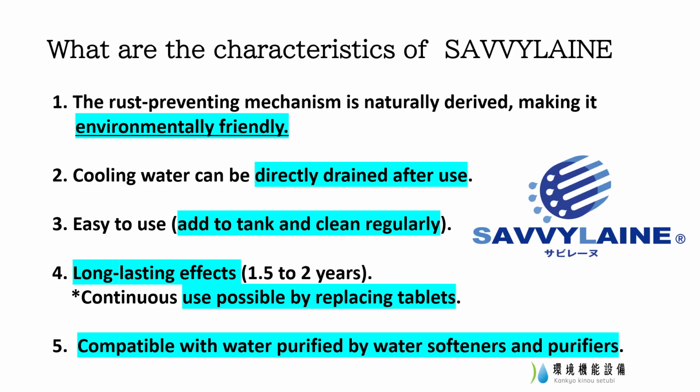These are the features of SAVVY-LAINE. Point 1. The rust-preventing mechanism is naturally derived, making it environmentally friendly. Point 2. Cooling water can be directly drained after use. Point 3. Easy to use, add to tank and clean regularly. Point 4. Long-lasting effects 1.5 to 2 years. Asterisk: continuous use possible by replacing tablets. Point 5. Compatible with water purified by water softeners and purifiers.